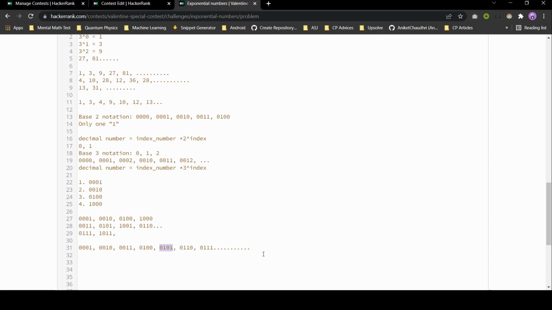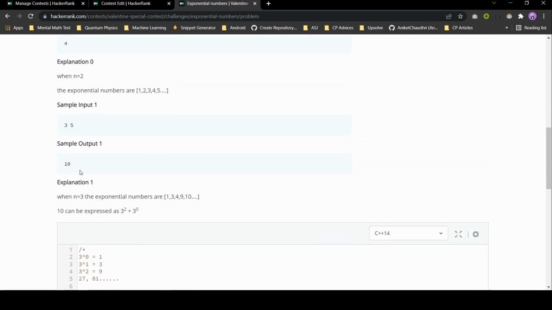So let's have this number separately here, and if we convert it into decimal, we will have 1 times 3 power 0 plus 1 times 3 power 1, plus 3 power 2. So this is 9 plus 1, that is 10, and 10 is the actual number we have to get as an answer.